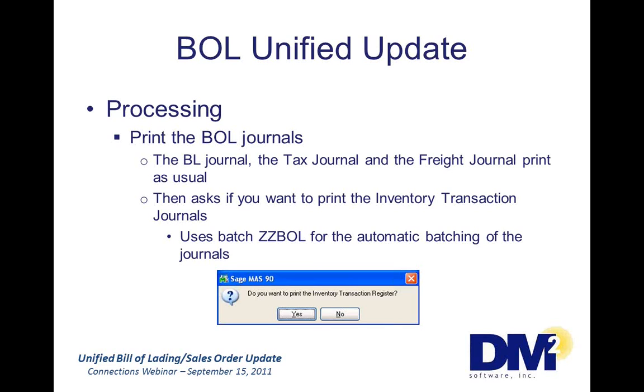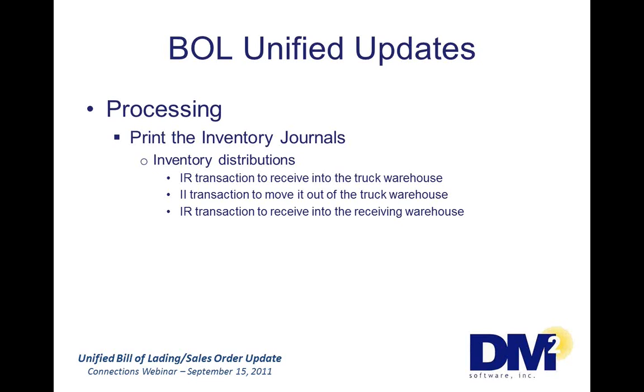If at this time you have seen a problem already with the journals that are printed out, you can answer no and stop the process and go fix what you have already seen as being wrong. If you answer yes, it's going to go ahead and start printing the inventory journals.